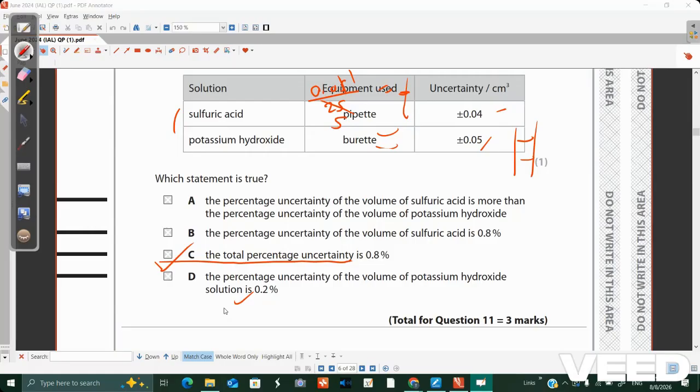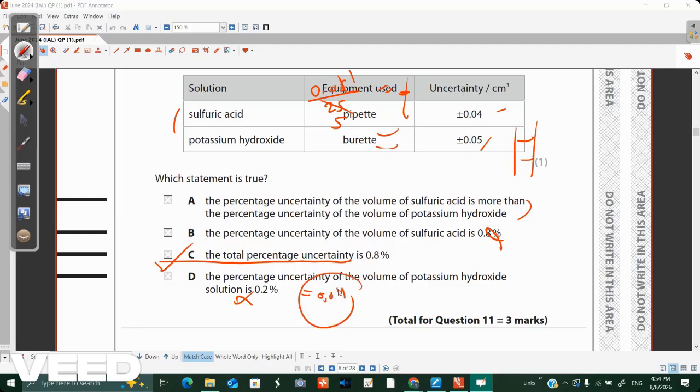Okay. All right. The percentage uncertainty of the volume of sulfuric acid is 0.08. No, it is 0.05. No, why, both are same, 0.04. Percentage uncertainty of the volume of potassium hydroxide solution is 0.02. No, it is 0.04, right? It's a very good question, right?